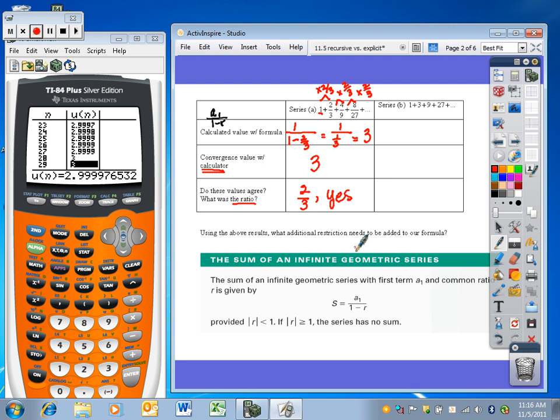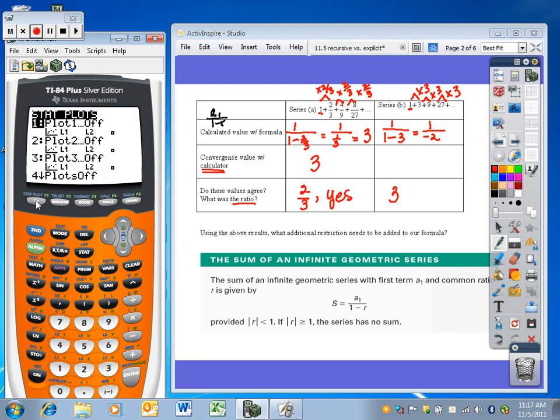Let's try this second series. 1 plus 3 plus 9 plus 27. From term to term, I'm multiplying by 3. So my ratio is 3. So again, using my formula, my first term is 1 divided by 1 minus my ratio of 3. That's 1 divided by a negative 2, which would end up being a negative 1/2. Let's see if when I actually calculate it with my old formula, I get that. So instead of a 2/3, I need to change this to a 3.